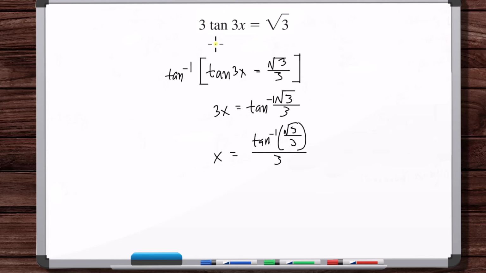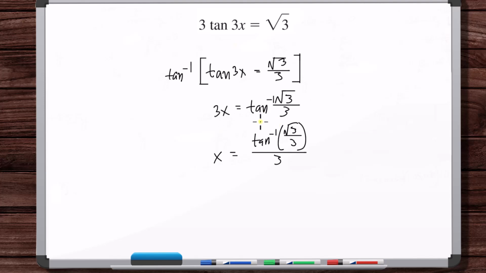You can see, but this could be extended to any scenario. You could have a bunch of tangent 3x's everywhere, and you make the substitution, you get some quadratic equation, and you solve it the same way that we just did. So if you can get an equation to have all of the same type of trig function, regardless of if it's a single angle trig function, you can solve it with all the methods we just talked about.